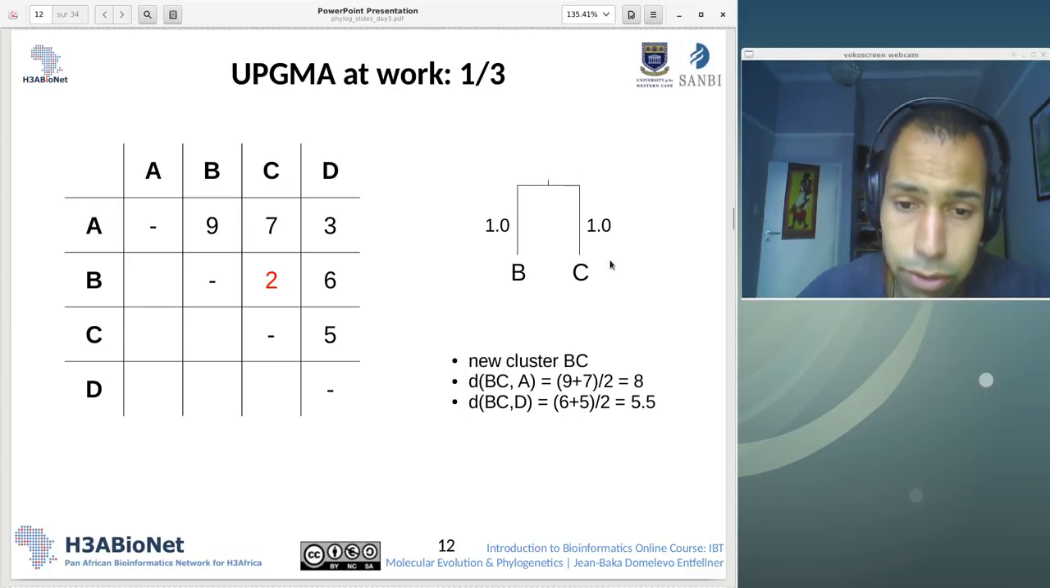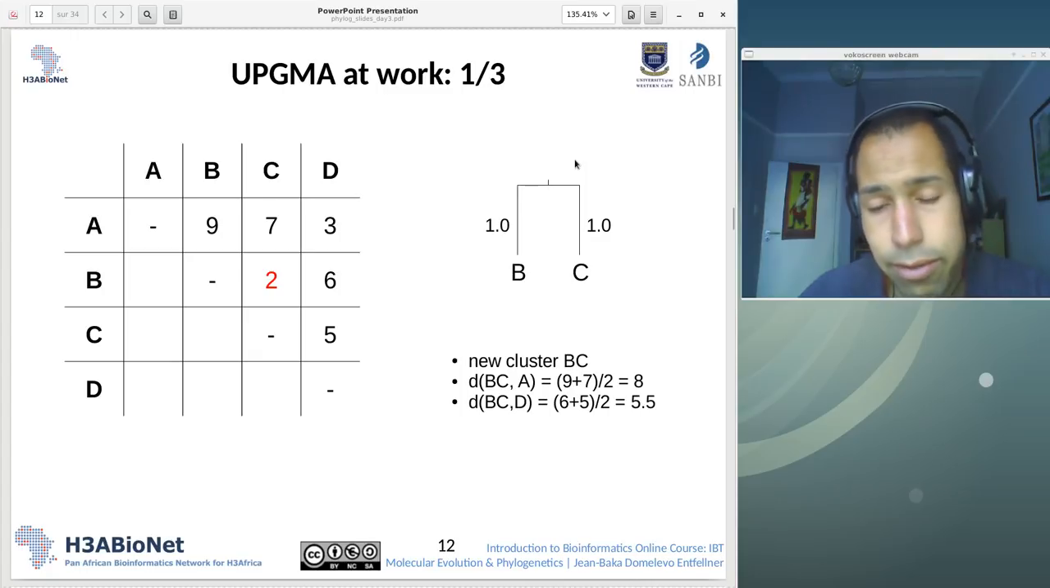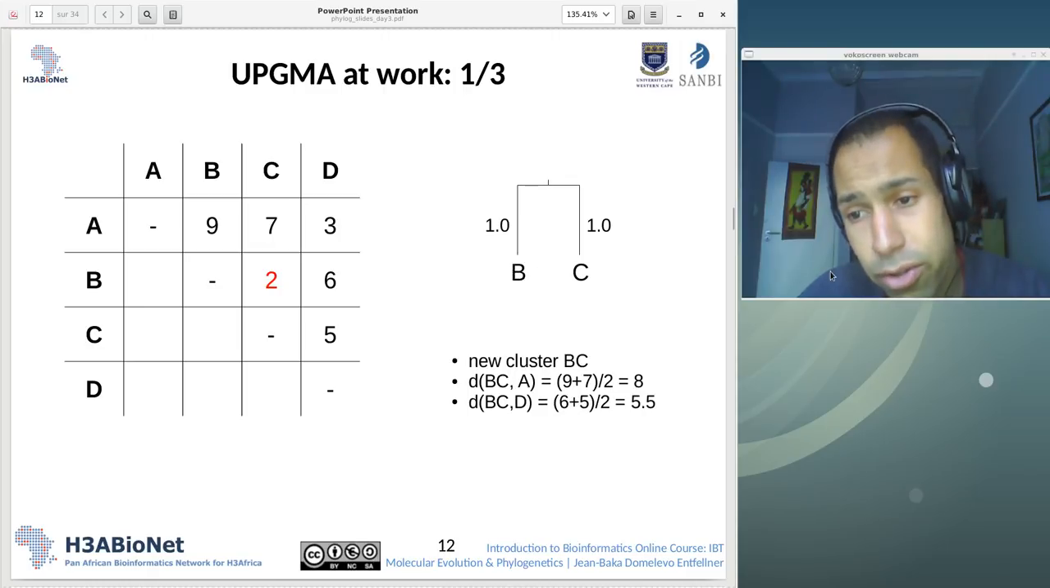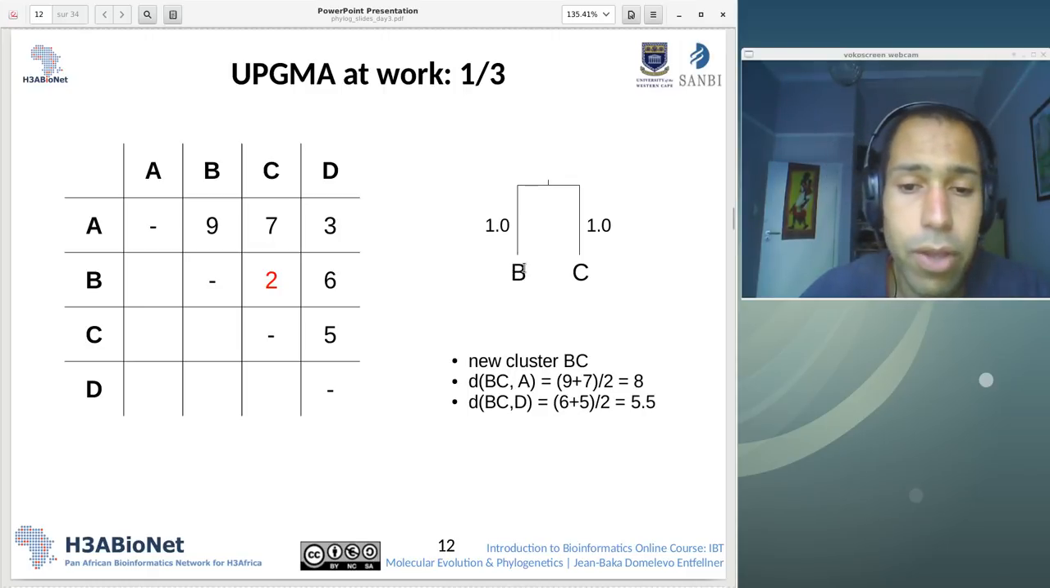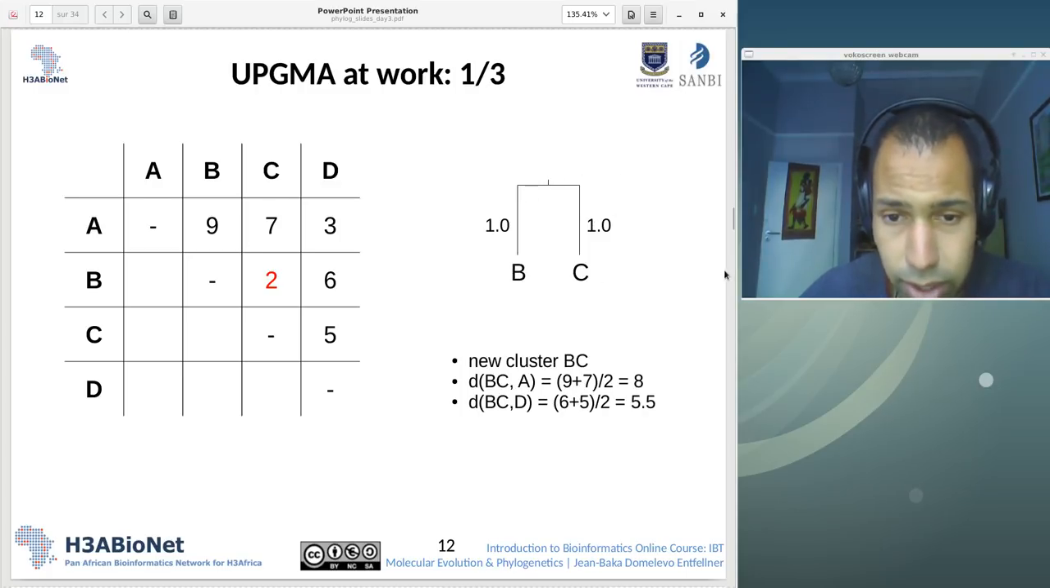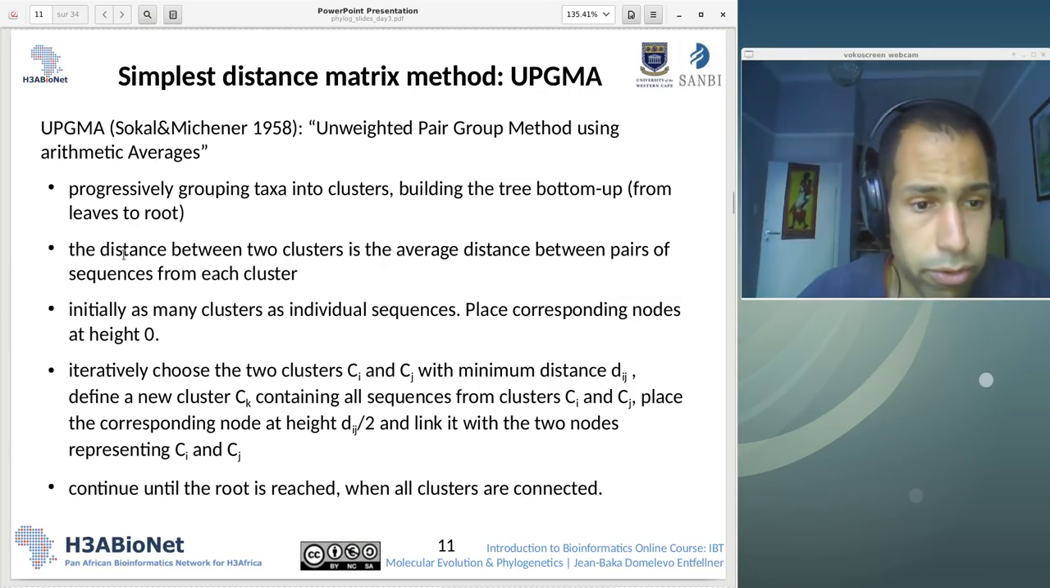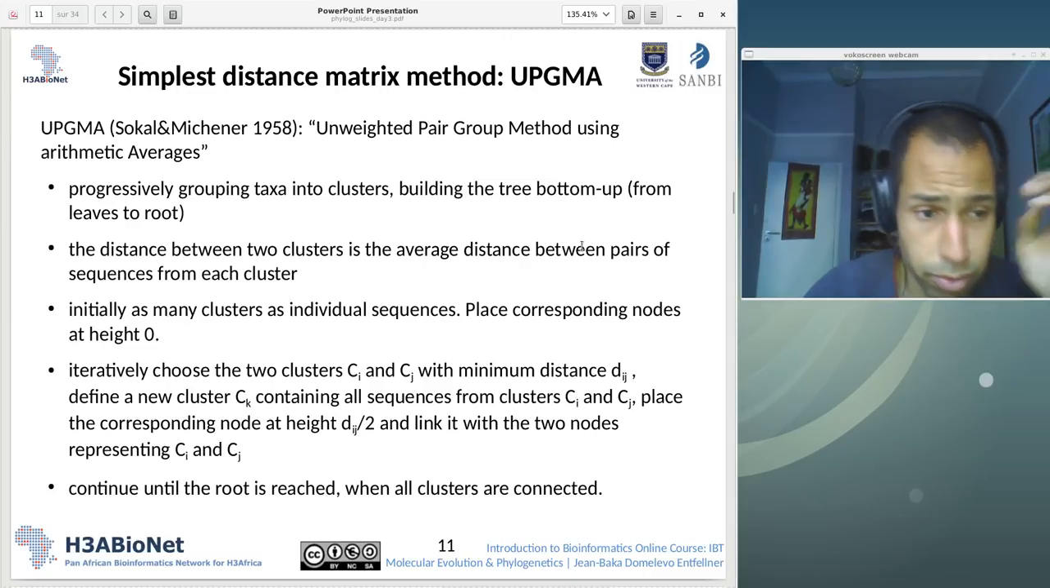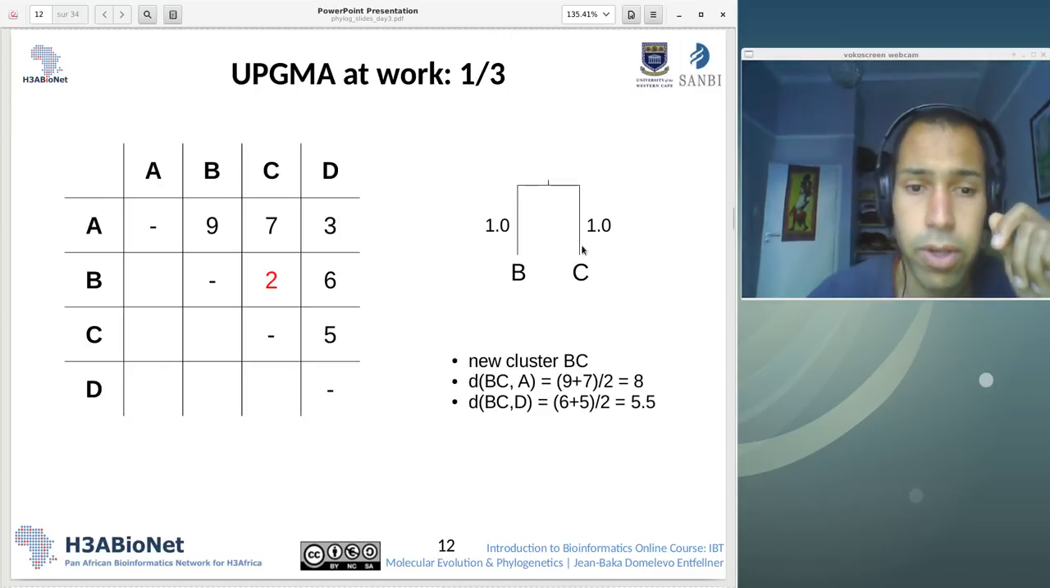And we consider this one cluster, and this one cluster, we must calculate its distance to any other taxa. Okay? So we have B and C. How do we calculate the distance between this cluster and A, and the distance between this cluster and D? As I said earlier, the distance between two clusters is the average distance between pairs of sequences from each cluster.